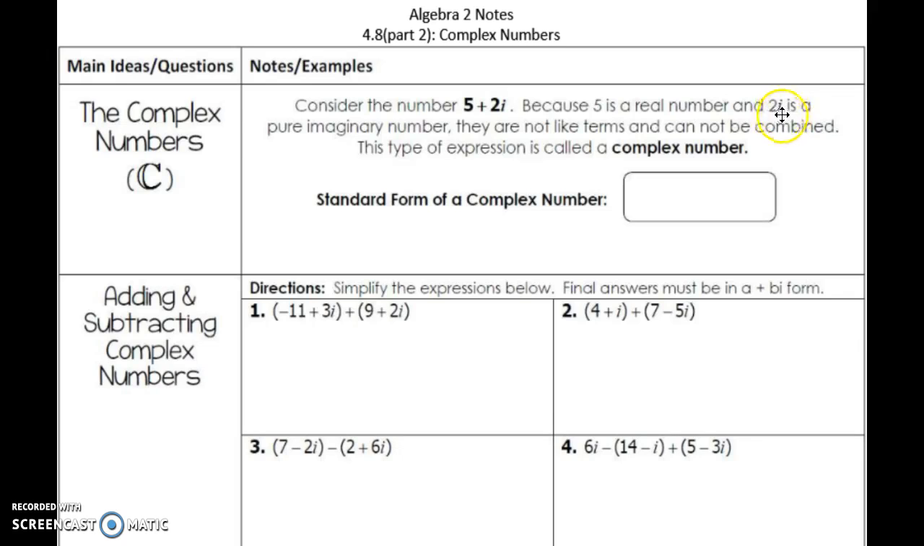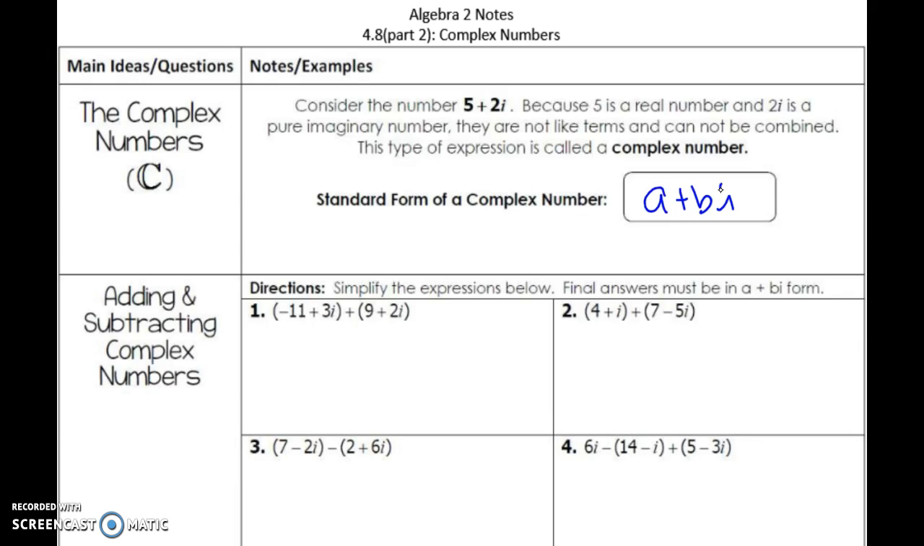Okay, so first off, if you have a number 5 plus 2i, 5 is the real number part and 2i is the pure imaginary number. So together they make a complex number. They cannot be added because they are not like terms. So the standard form of a complex number is a plus bi. So the first thing we're going to do is work on adding and subtracting complex numbers.